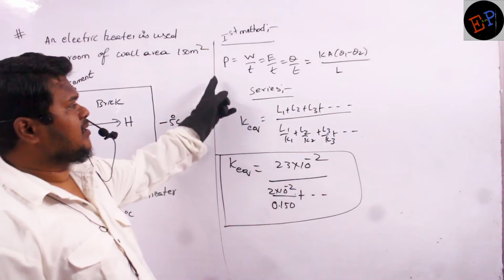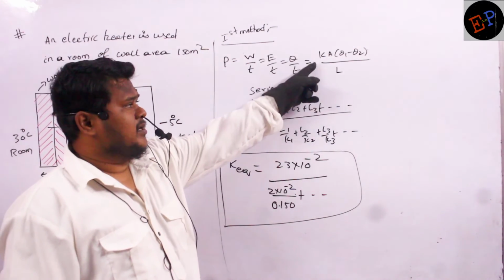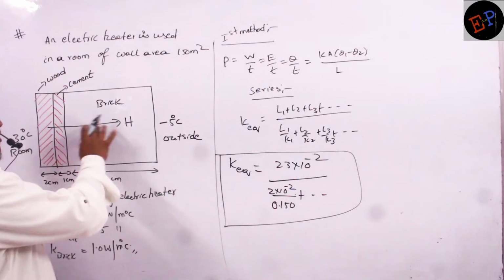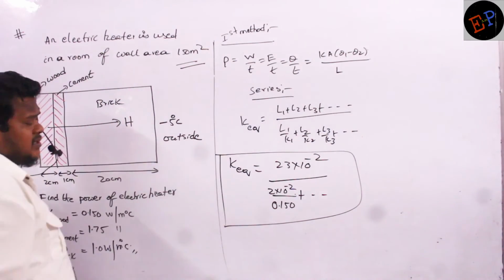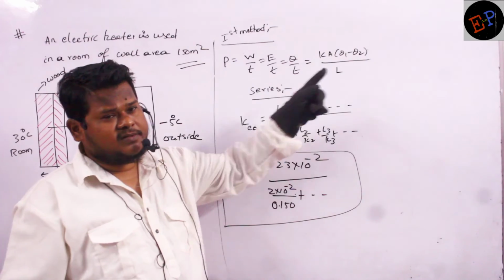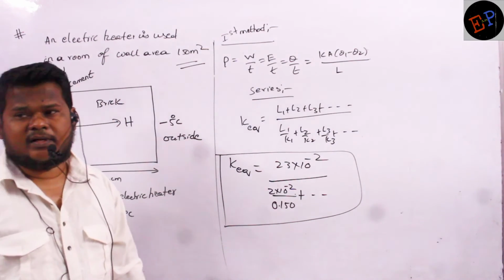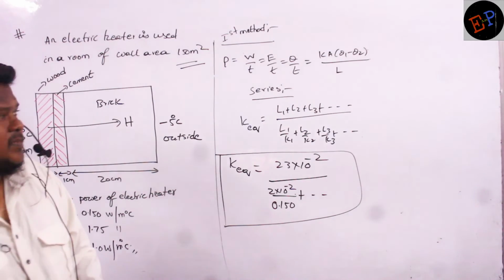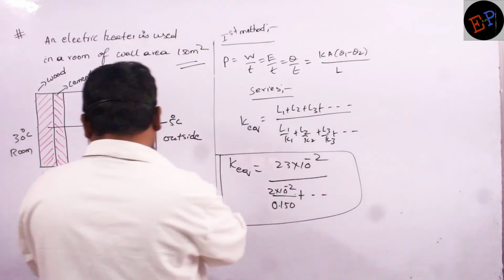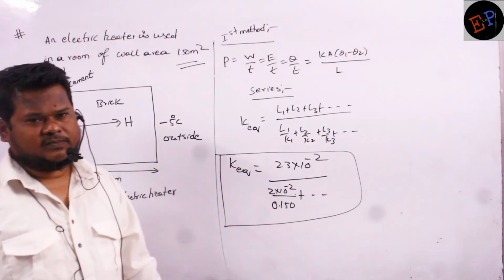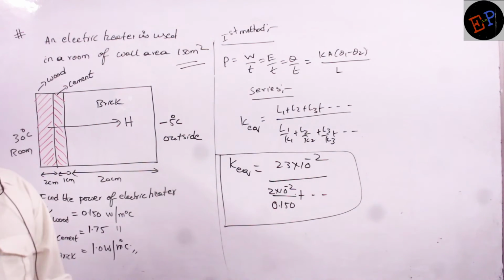Then I will get power, no? K I calculate from this method. Area of cross section of each wall, 150, that is already given. Temperature difference is already given: 30 minus of minus 5, 35. That is the temperature difference. Clear, no? And what is the length of the total wall? Again 23 into 10 power minus 2 meter. This is the first method of doing the calculation.